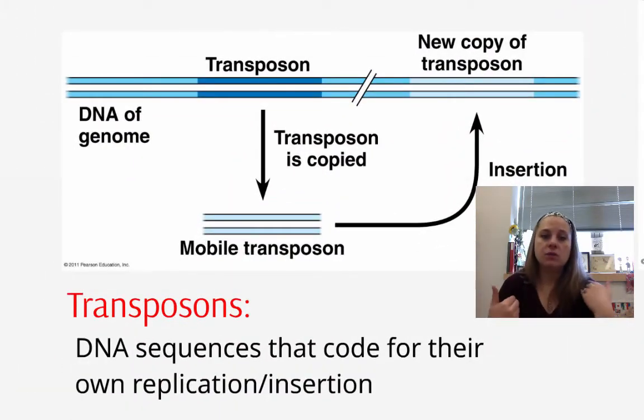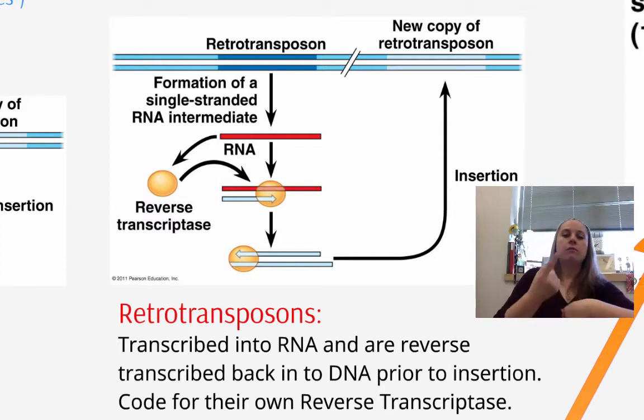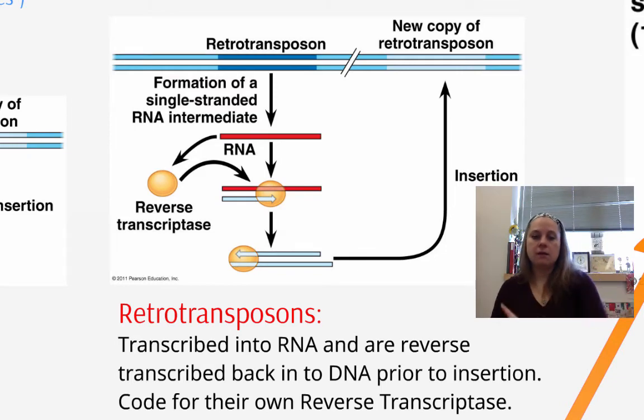So here's what happens. You get a piece of a transposon sequence that codes for its own replication and insertion. So this transposon creates a segment and then inserts itself somewhere else and is expressed. That's what it is. And then you can have retrotransposons, which do everything in reverse: transcribed into RNA, reverse transcribed back into DNA, and inserted.